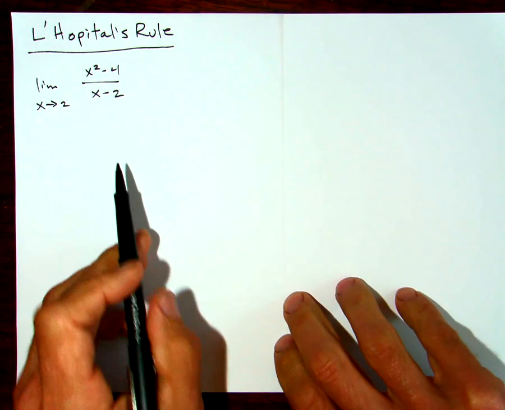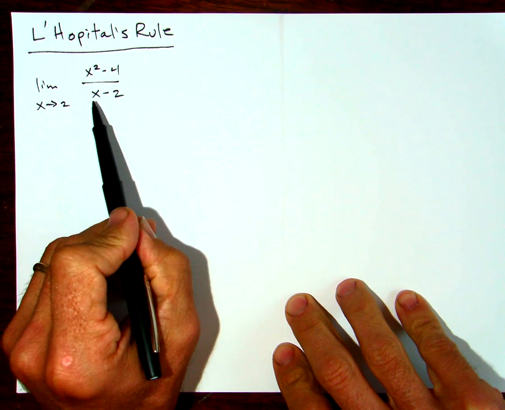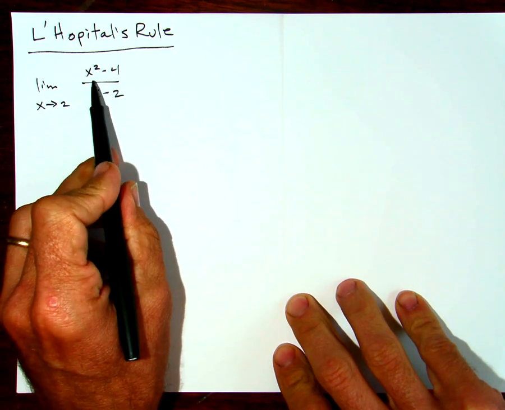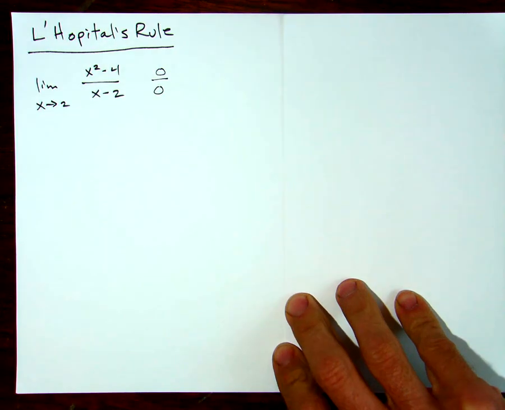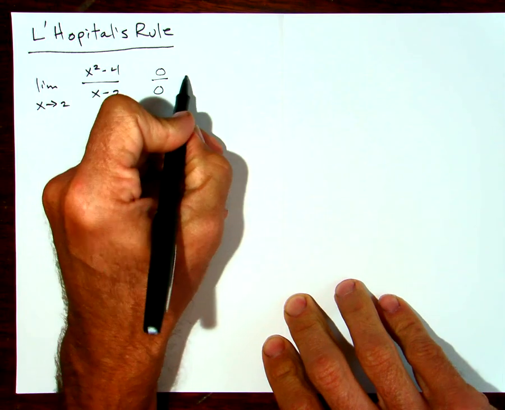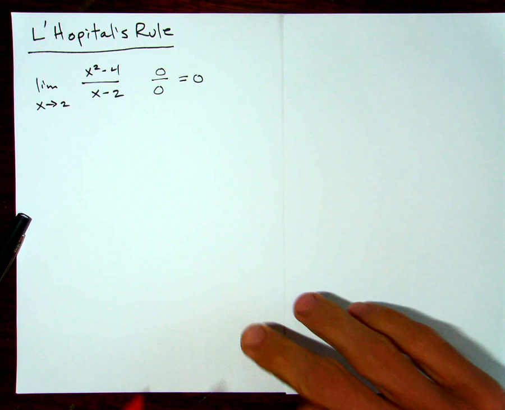Something like this, where I have the limit as x approaches 2 of x squared minus 4 over x minus 2. Notice if I put in 2 for x, I'm going to get 0 over 0, and that is considered an indeterminate form. I think a lot of students want to say that that equals 0, and I just want to put a big red X through that.